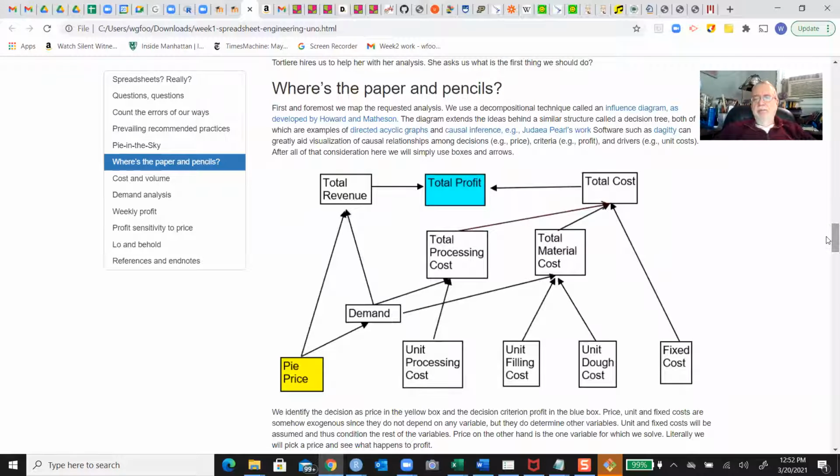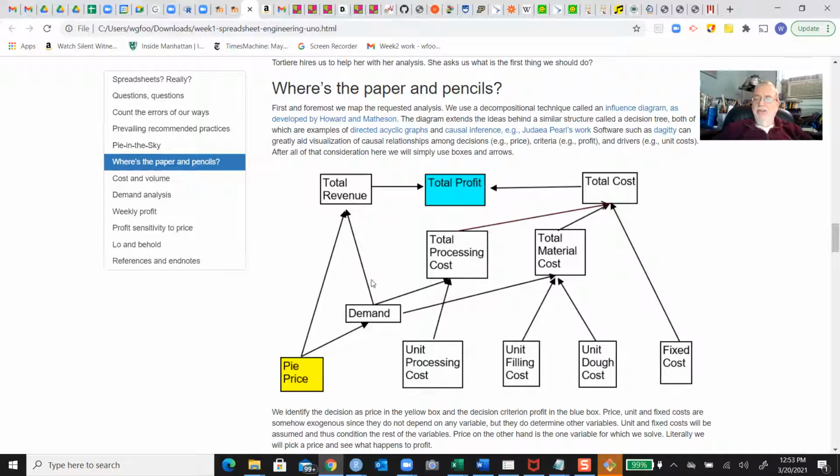Here's the paper and pencil. You have total profit determined by total revenue and total cost. Total cost is determined by total processing cost and total material cost, and a third thing, fixed cost. Total material cost is determined by how much material you need to meet demand. Aha. And filling and dough. There's also a unit processing cost associated with total processing. Also demand. Demand's in the middle.